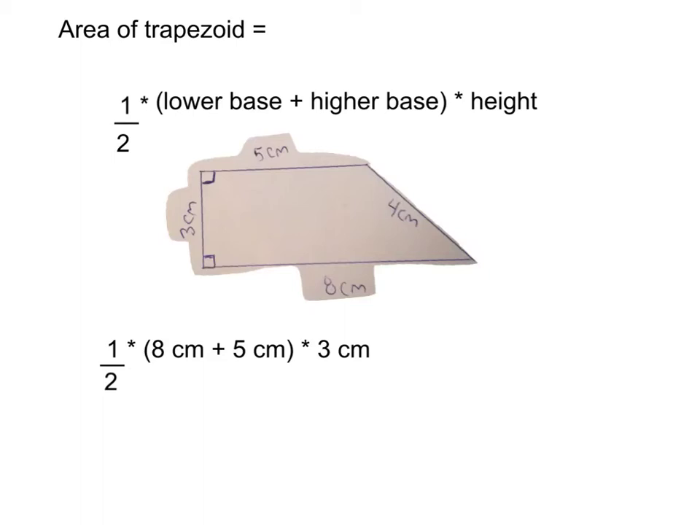And at the bottom, you can see that's exactly what we did in our last slide. We have 1/2 times 8 centimeters plus 5 centimeters times 3 centimeters. Notice that after we evaluate that whole expression, we get 19.5 centimeters squared. And again, that's just the area of our trapezoid.